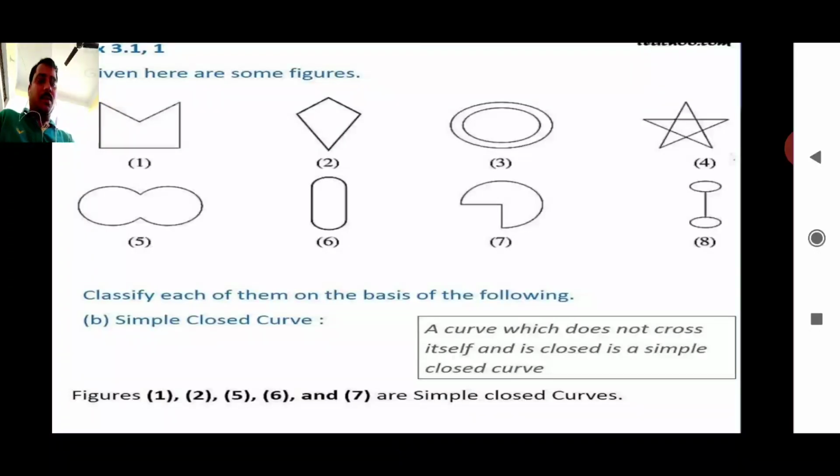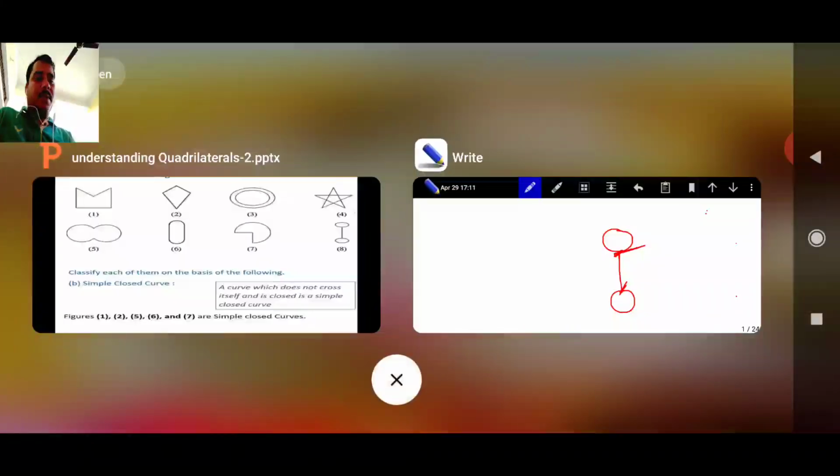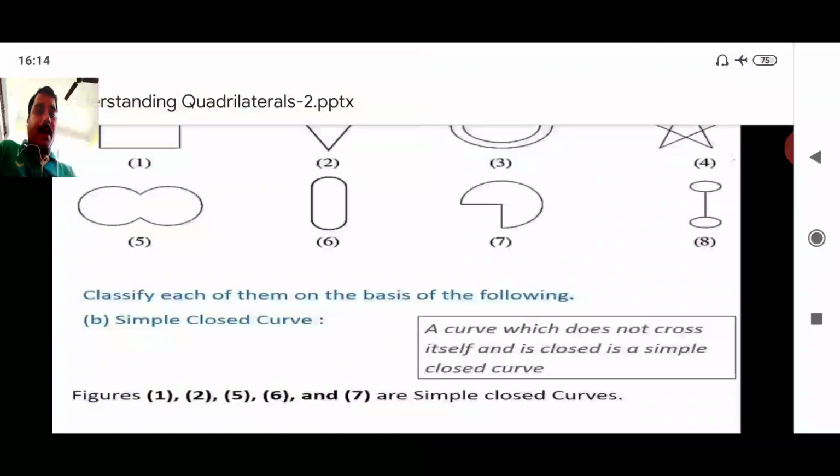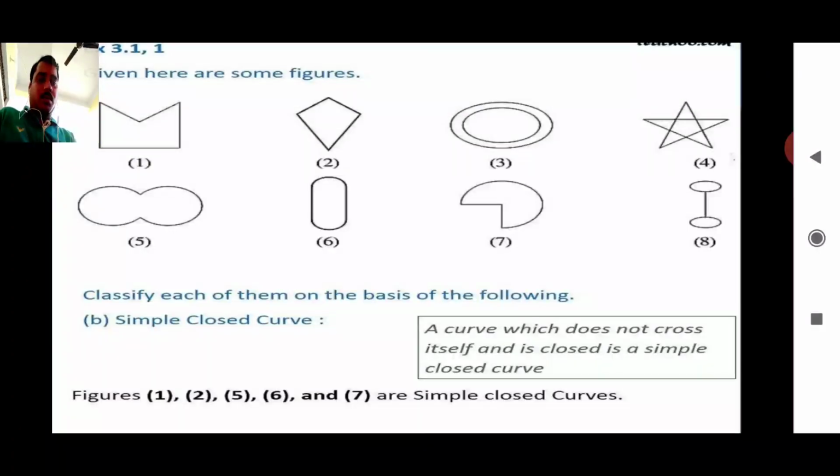Okay, you know what closed means. In a figure, if we don't identify a start and end point, we know that it is called closed. In the first figure, there is no start point and no end point, means if a figure bounds an area, then it is known as closed. So first, second, fifth, sixth, and seventh are simple closed curves.